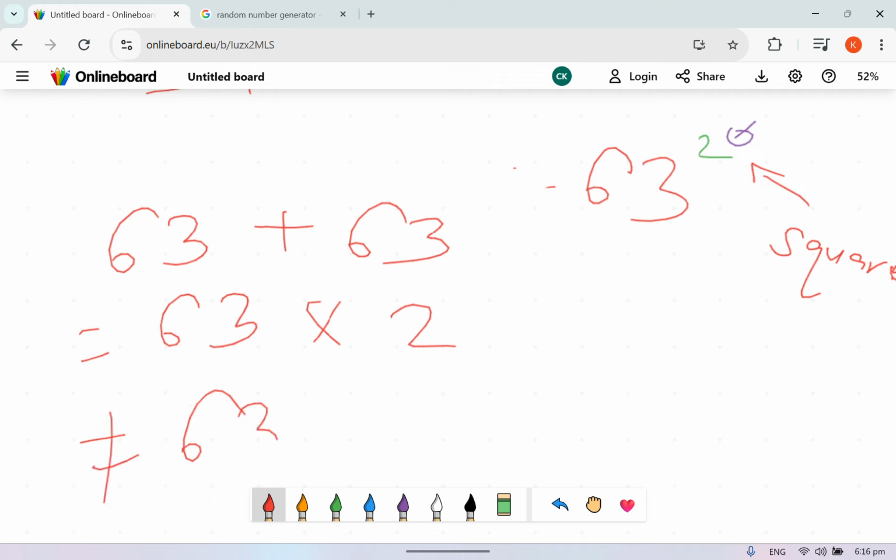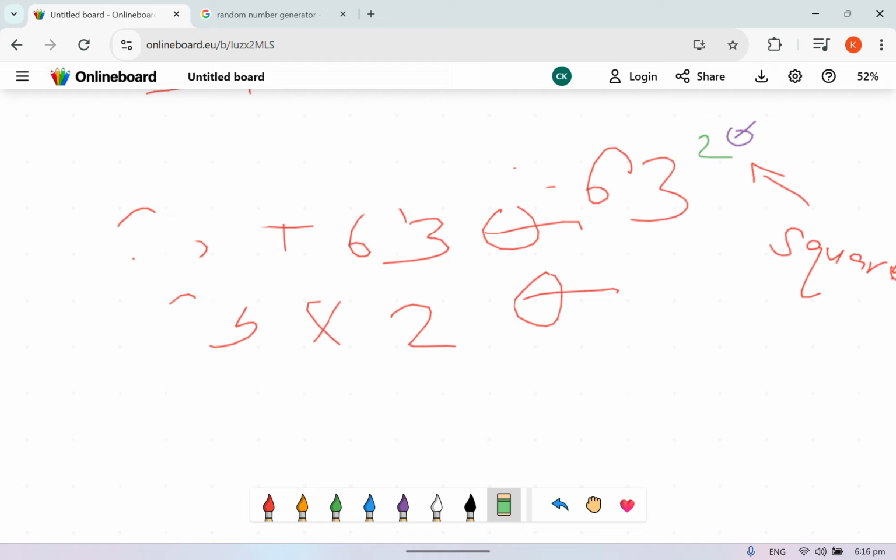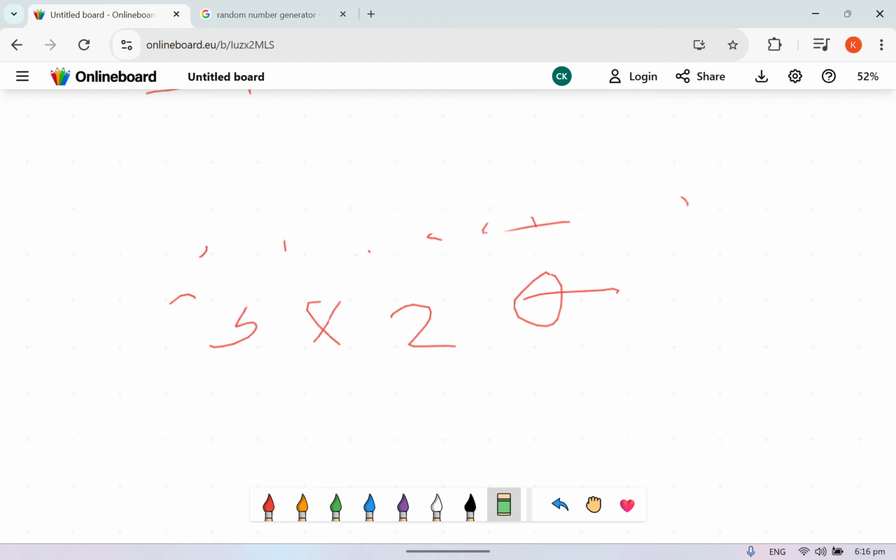Not 63 squared. It's 63 times 2. So, 63 plus 63 is 63 times 2. 63 times 63 is 63 squared. That means you multiply by yourself. If it's 63 times 62, then you don't have to put any square. But it's by multiplying by itself.